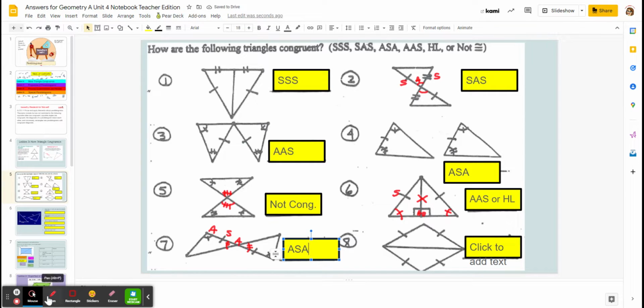All right, and finally number 8 here. For number 8, notice we have one pair of congruent sides, another pair of congruent sides. So far 2 pairs of congruent sides. Nothing about the angles, but we do have this one that they do share, being congruent to itself. So this last one would be side, side, side.